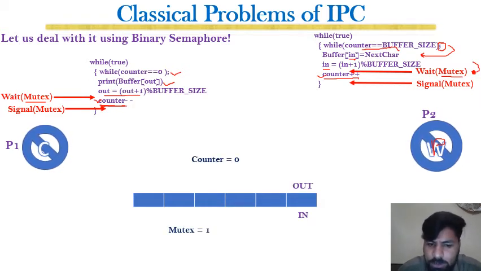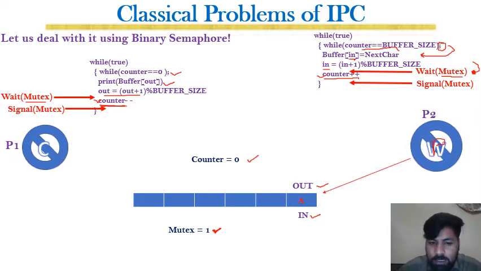and these are the variables that will be initially declared. The in pointer shows where the next character will be inserted. Similarly, the out pointer shows from where the next character will be read, and the counter variable shows how many input slots are filled. And mutex is the mutual exclusion semaphore variable that shows when to allow a process to enter the critical section and when to prohibit that process.